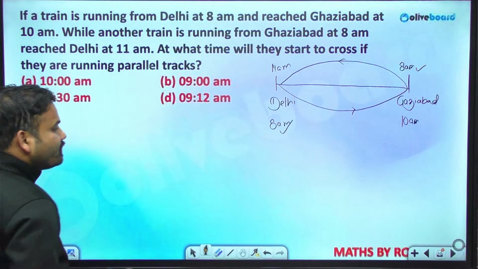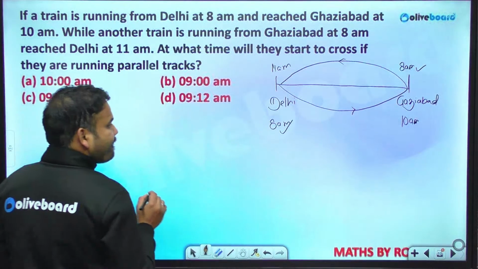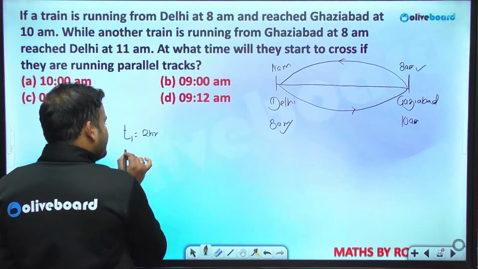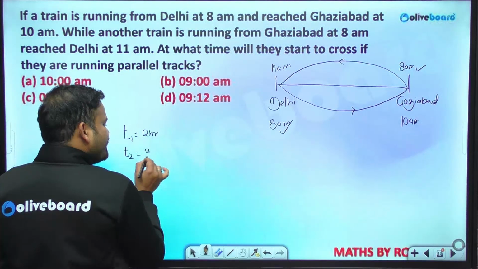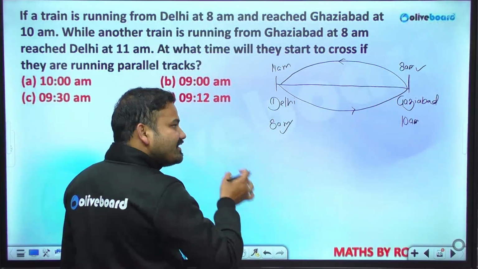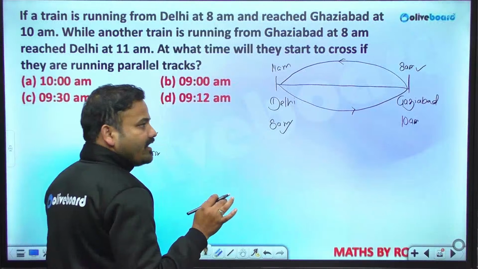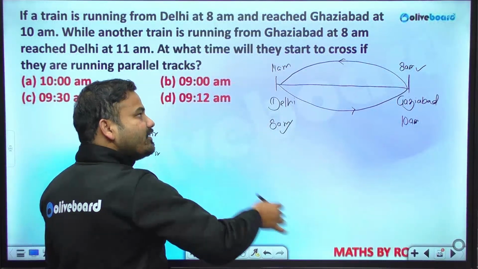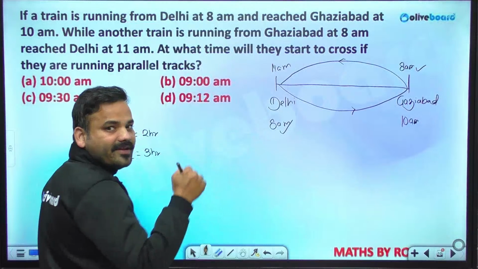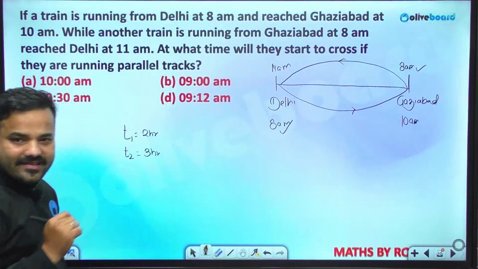Clear, Sambhu? Very good. So what to do? The first train is taking 2 hours and the second train is taking 3 hours. The length of the journey is same, still they are taking different time. If the distance is constant and you are taking different time, that means you are traveling with different speeds.